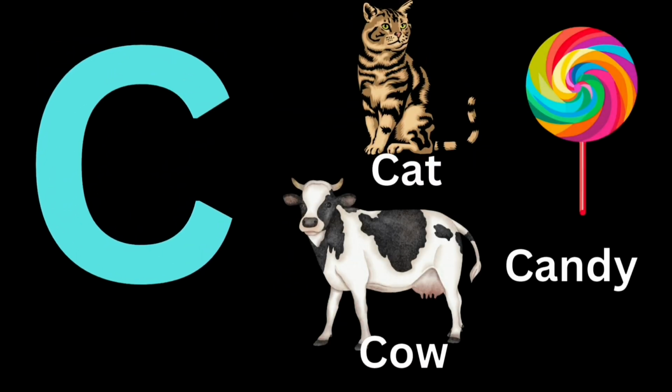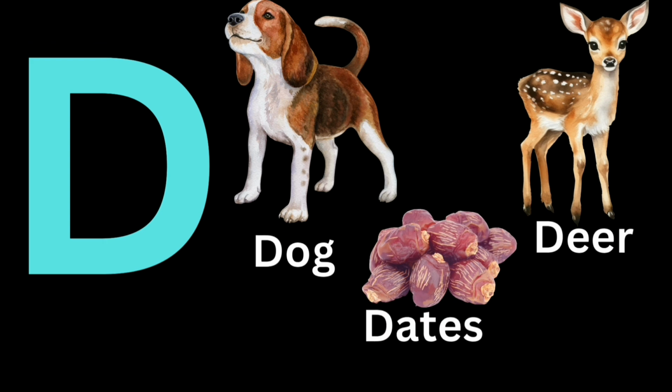C for cat. C for candy. C for cow. D for dog. D for deer. D for dates.